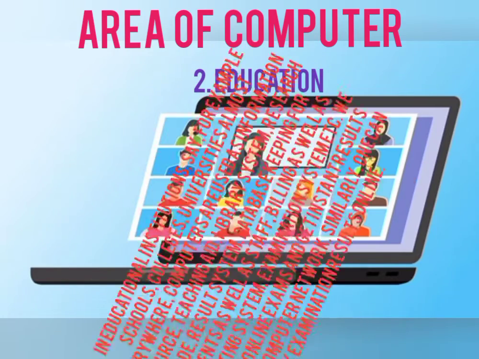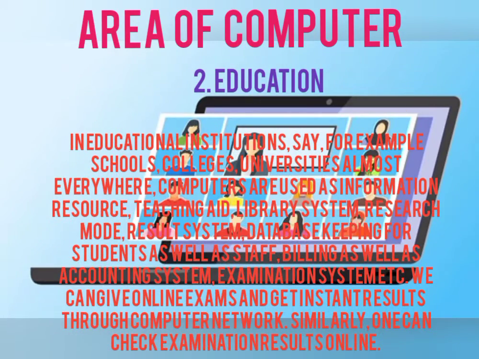Education: In educational institutions, for example schools, colleges, universities, almost everywhere, computers are used as an information resource, teaching aid, library system, research mode, results system, database keeping for students as well as staff, billing as well as accounting system, examination system, etc. We can give online exams and get instant results through the computer network. Similarly, one can check examination results online.